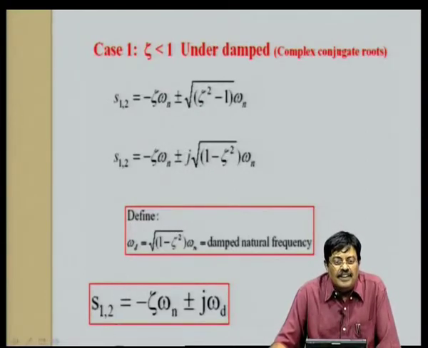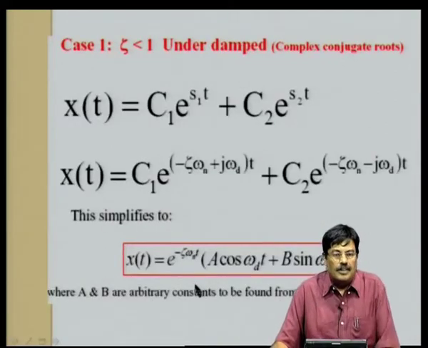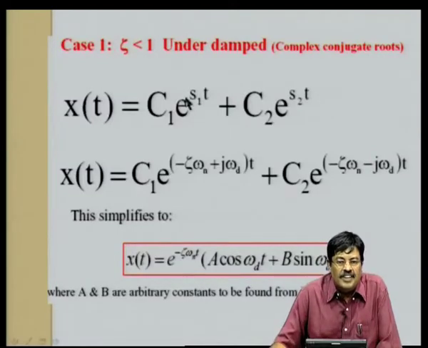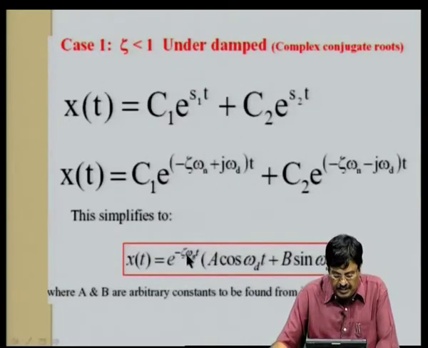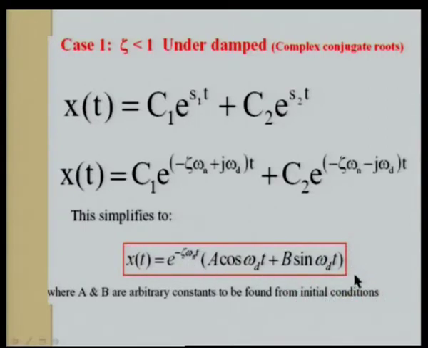Once we do this, we can write the term under this radical as omega d. So, we can write my roots as xi times omega n plus or minus j times omega d, where j is the complex number. Then we can write the equation in this form, and express the complex exponential in terms of sines and cosines, which gives me this equation: e to the power of minus xi omega n t into a cos omega d t plus b sin omega d t, where a and b are arbitrary constants that can be found from the initial conditions.